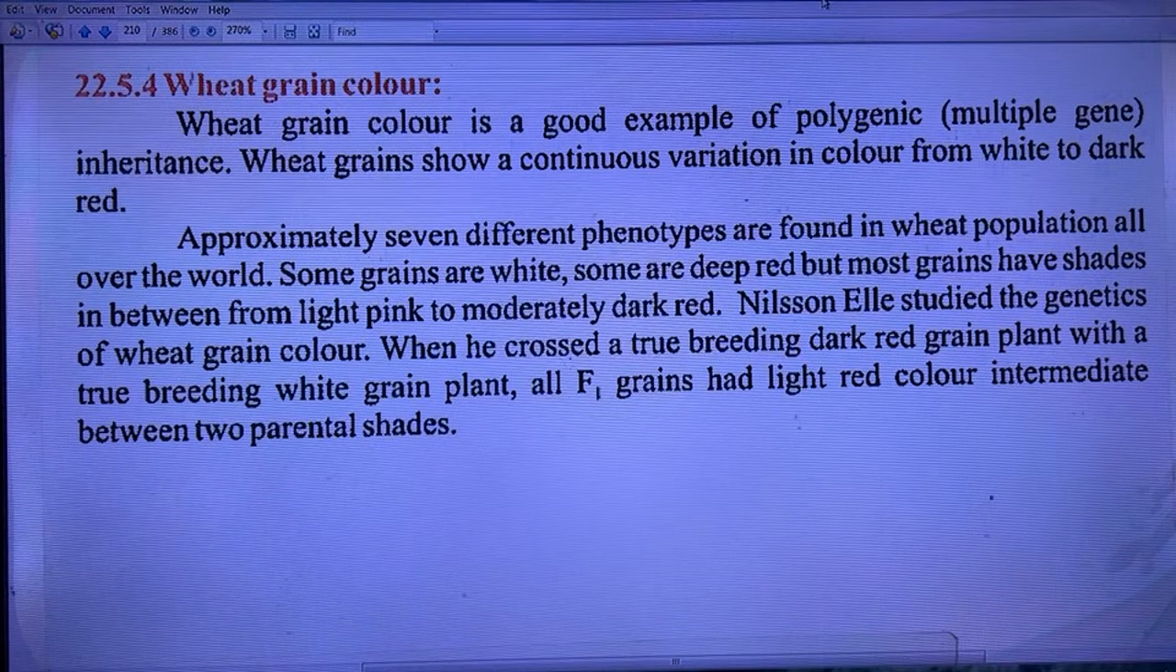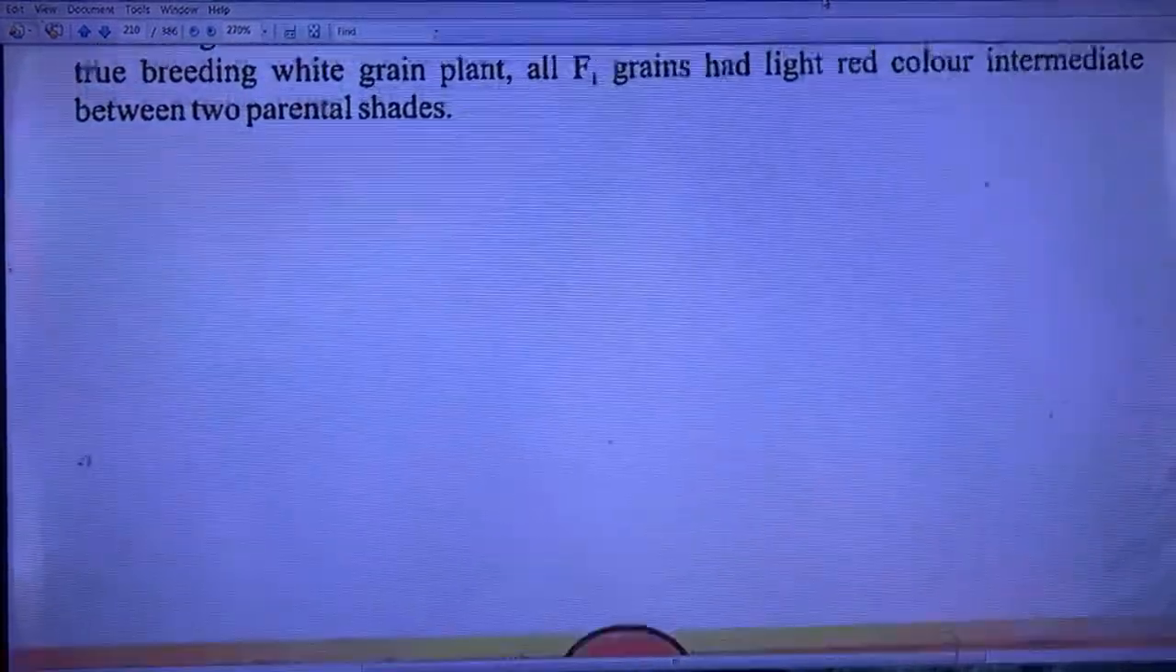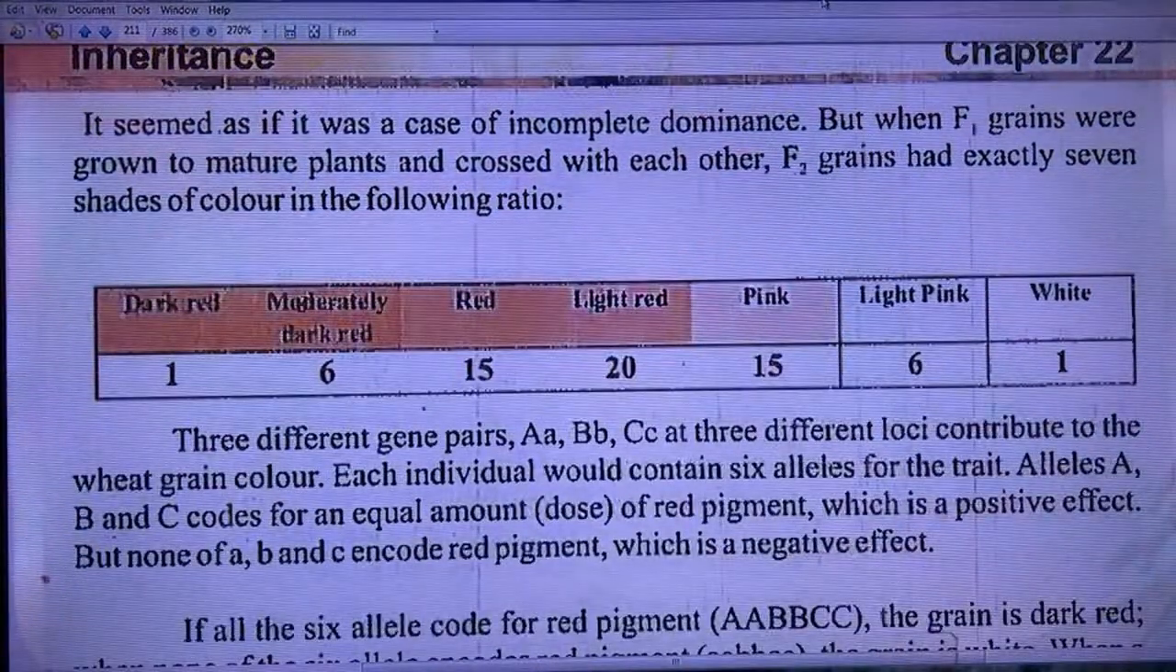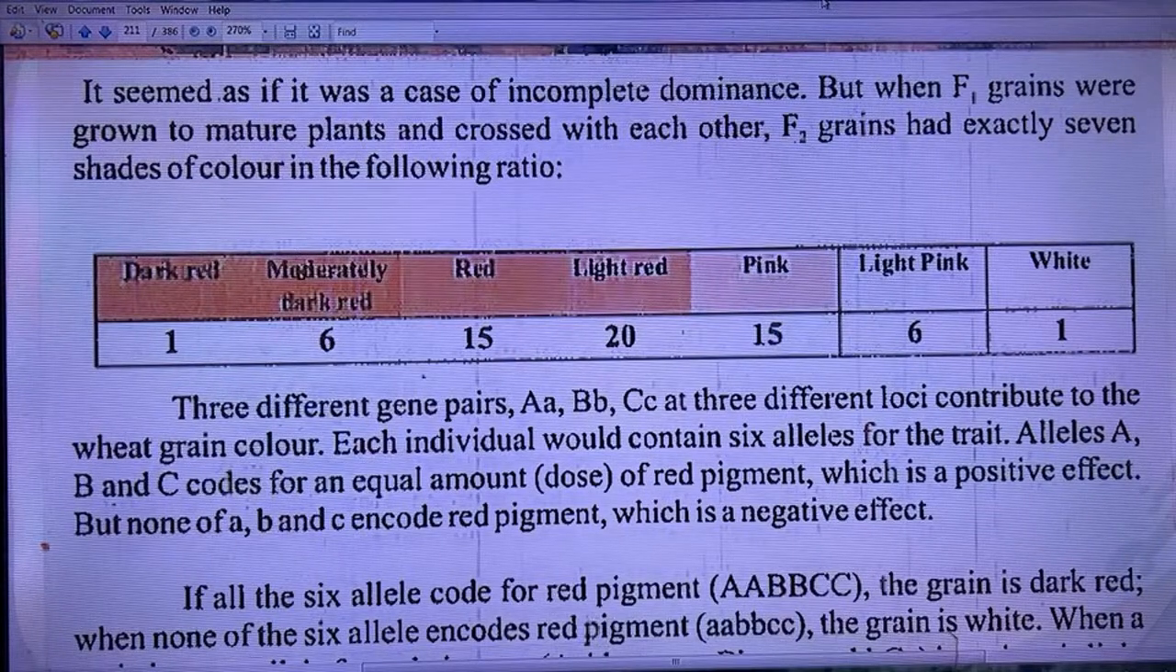All F1 grains had a light red color, intermediate between the two parental shades. It seemed as if it was a case of incomplete dominance, but when F1 grains were grown to mature plants and crossed with each other, F2 grains had exactly 7 shades of color in the following ratio: dark red 1, moderately dark red 6, red 15, light red 20, pink 15, light pink 6, white 1.